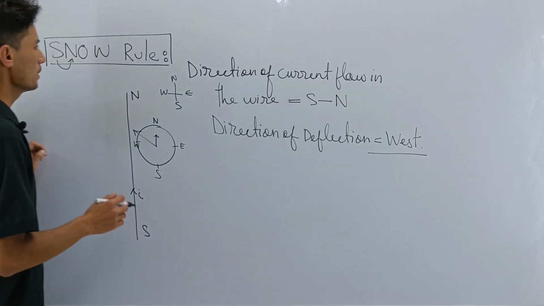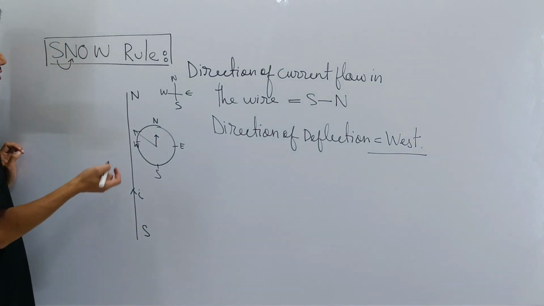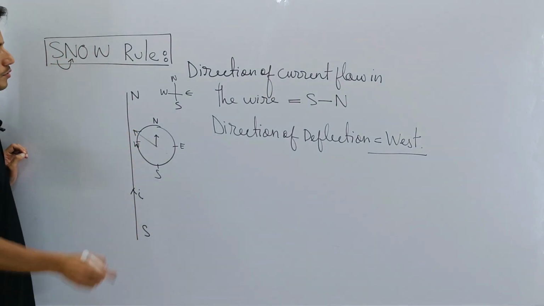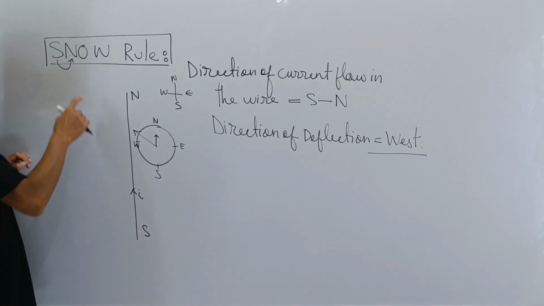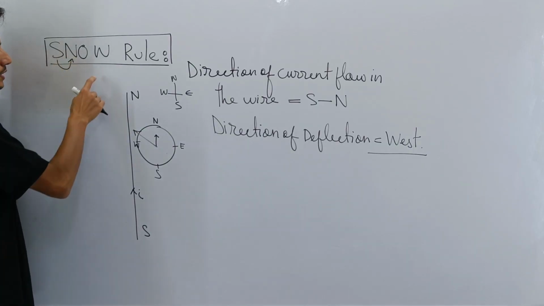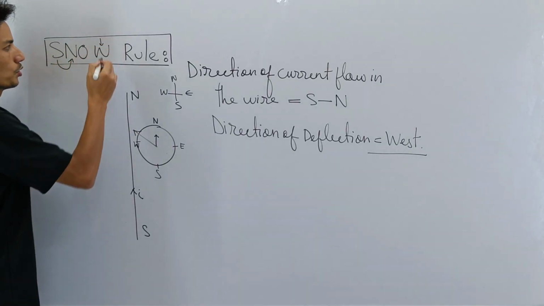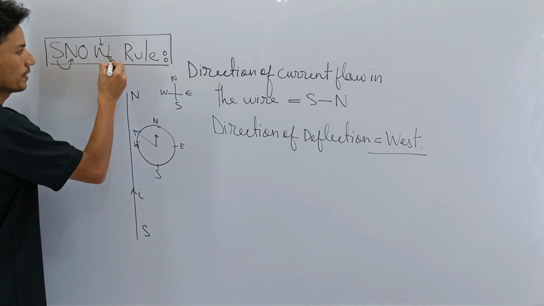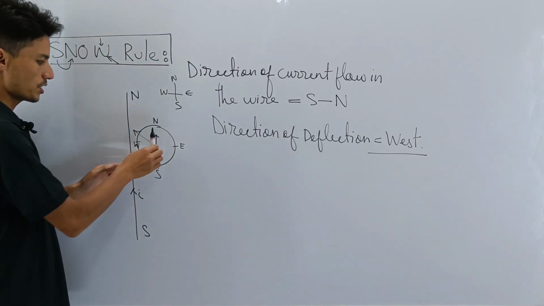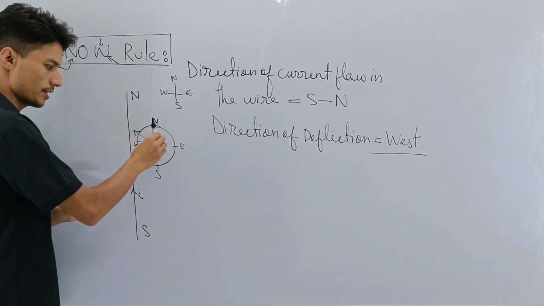So the Snell rule helps us to find the direction of deflection. This is a very important rule. If current is flowing from south to north, then the direction of deflection will be towards west. So it will deflect towards west. The deflection will be from this to this.